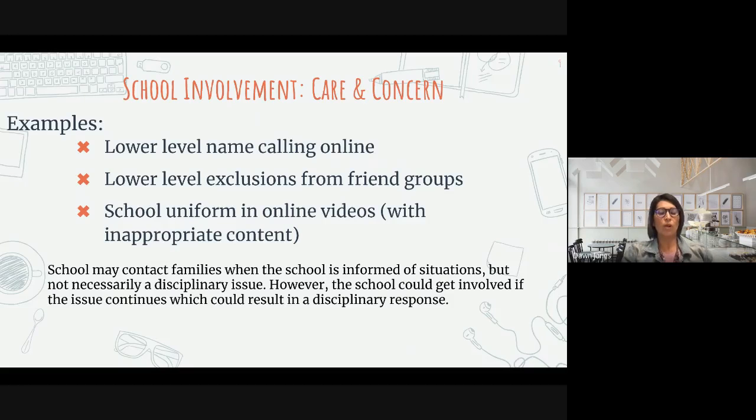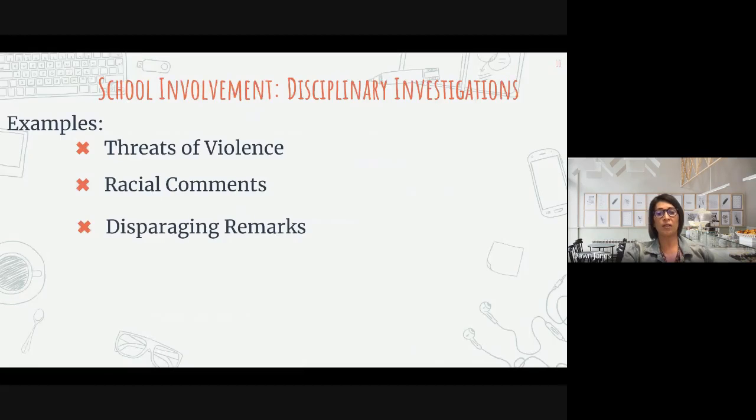Okay. So we also talked about the school may contact those families, but if it continues, if it's a pattern of behavior where the school has to stay involved, it could result in disciplinary response. Okay, so that's just the care and concern area. Now, if it got into school involvement for disciplinary investigations, this would be a little bit heightened. So it would start with an investigation, and it doesn't mean that if the investigation doesn't come up with anything, then there's no action to be taken. But sometimes there is action the school must take.